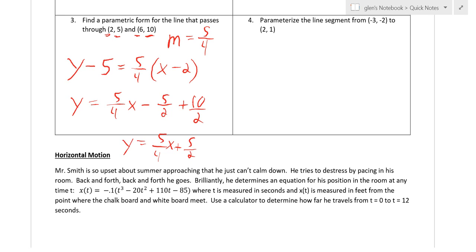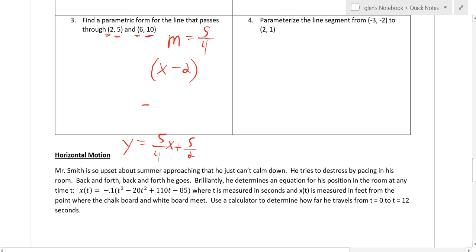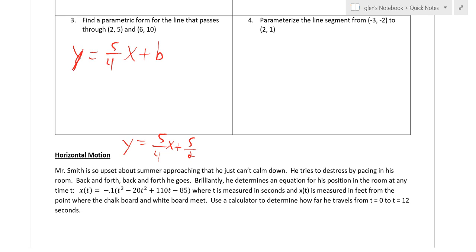And solve for b, yes. So, another way you could do this, once you find the slope, is to go this route: y equals 5/4 x plus b, and then plug in one of the points and solve for b. Which I imagine is how you probably did it mostly in Algebra 1.